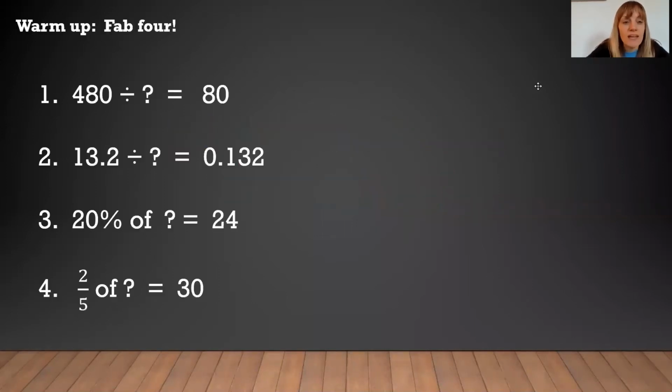Let's crack on with some maths, starting with our Fab 4. So for today, we're looking at calculations where we've got a missing number in the first part of our number sentence. So, for example, number 1 says 480 divided by something gives us an answer of 80.